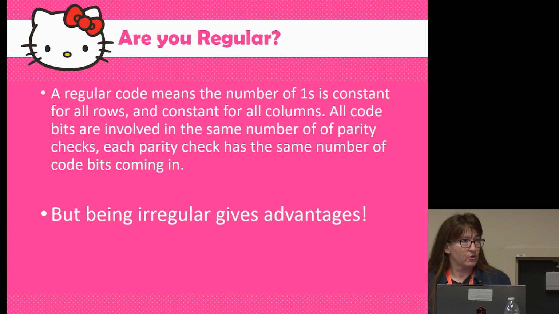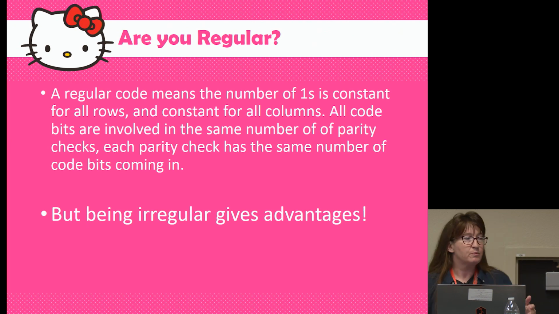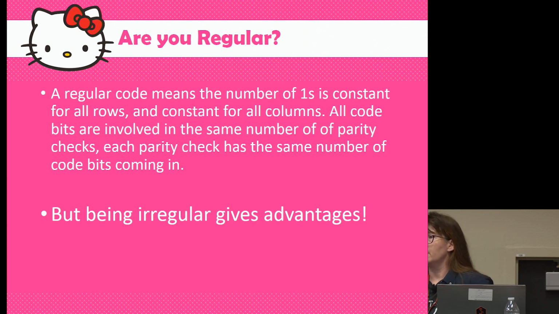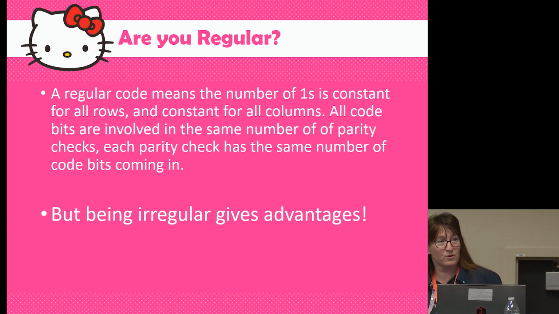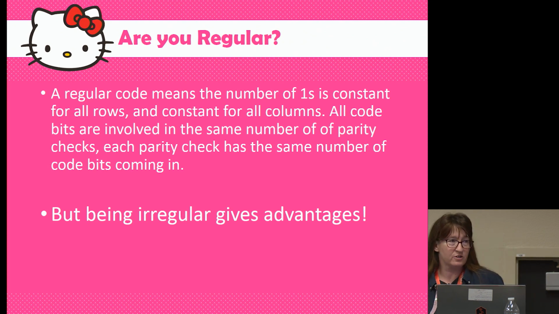A regular code or regular graph means that the number of ones is constant for the rows and constant for the columns. It also means that all the code bits are involved in the same number of the sum nodes and vice versa. And this seems satisfying to us as designers, and it's very attractive looking when you draw them out. However, being irregular, meaning that some bits are involved in more sums and some sums are involved in more bits, actually gives you an advantage. And the LDPC code that was selected for DVB-S2 is an irregular LDPC.